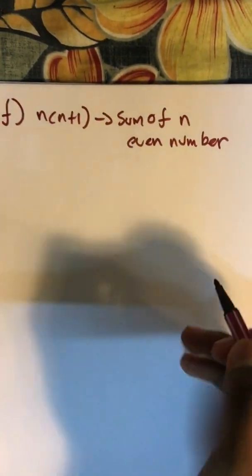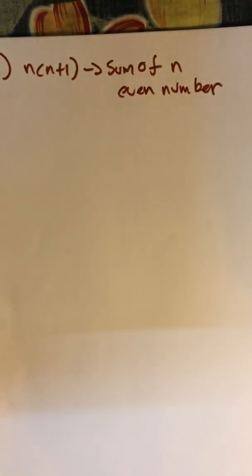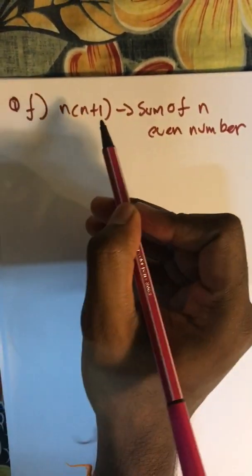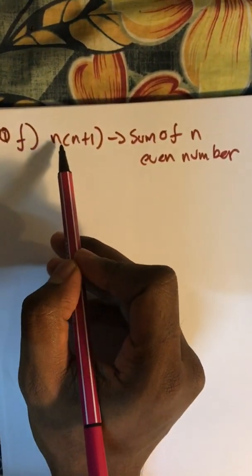Okay guys, question 4F. If you read through the question, they say the sum of the first even number is this formula. So I'm going to explain a bit. What they're trying to tell you is that when you sum all the even numbers, you'll get this formula.